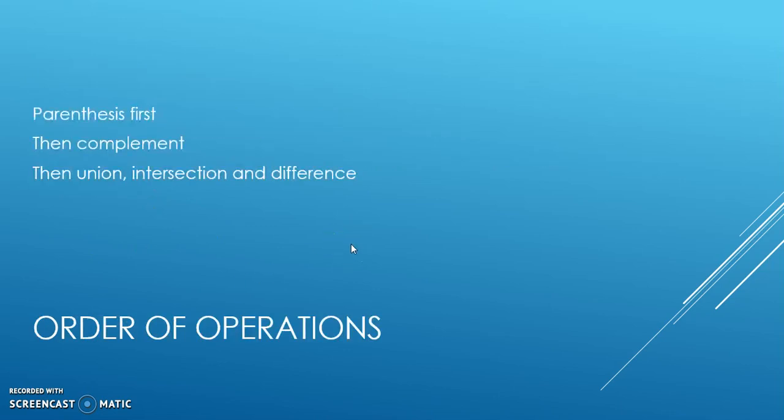Okay, so we've got several operations here. What happens if we see several of them to be done at once? What order do we do? We have an order of operations on numbers. We need an order of operations for sets, for set operations.